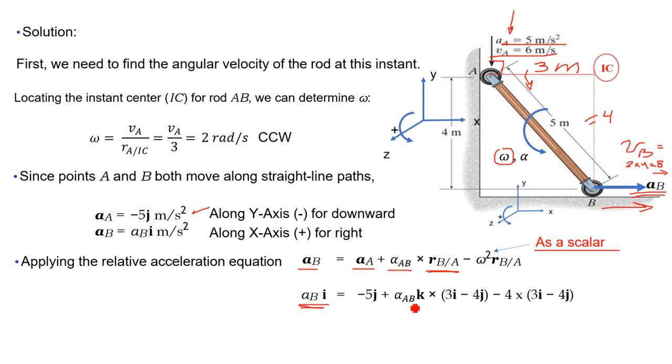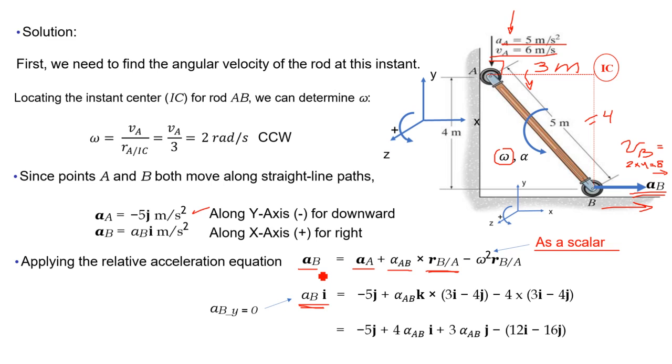So that's minus 5j. The k times the i is going to be equal to j. The k times the j is minus i. And the same thing, well, here we're not going to have it, it's just a scalar value. So we're going to have minus 12i plus 16j. Okay, so we're going to solve for the equation. We know that on the left side, the a_B j is 0. So I'm going to leave it at 0.